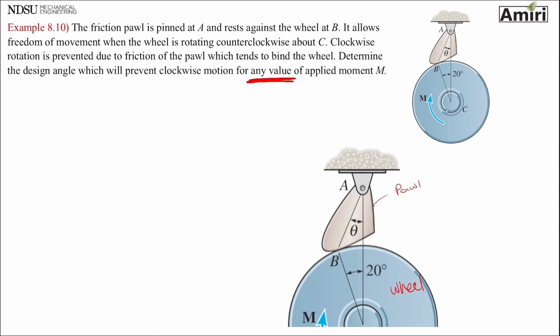So let's see. There are two ways that you can solve this problem. One is to use the free body diagram of the wheel, which I have here, something like this. At point C, I have a moment.